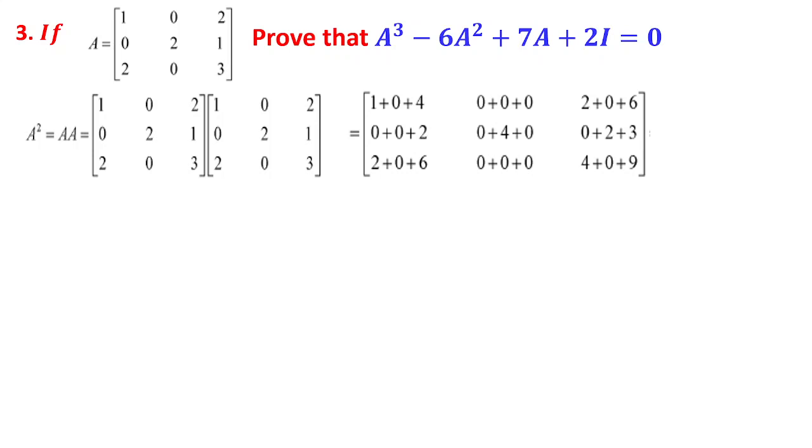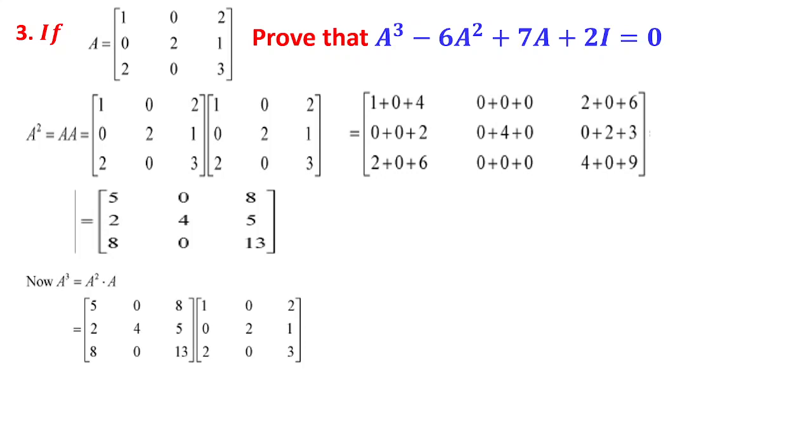Well, 3 cross 3. A square I am getting. Very simple. First row operated with the first column, first row operated with the second column, first row operated with the third column gives me the elements of the first row. Similarly, second row operated with the first, second and third gives me the second row. Third row of the first matrix operated with the first, second and third columns of the second gives me the third row elements. For I got A square like this.